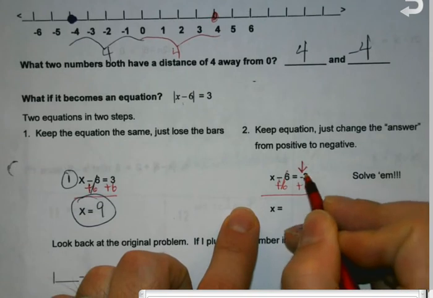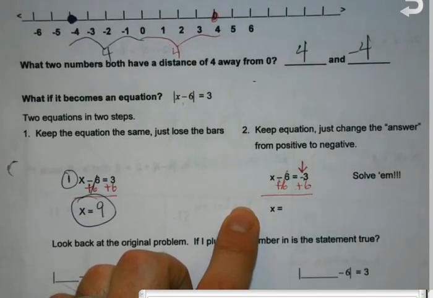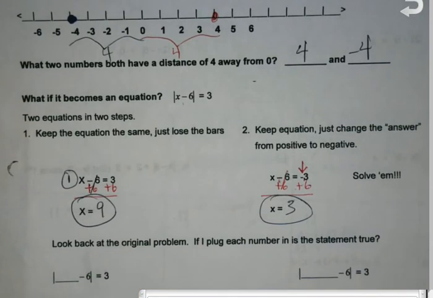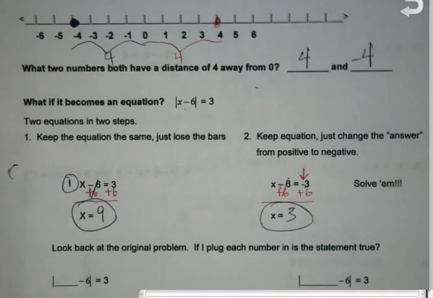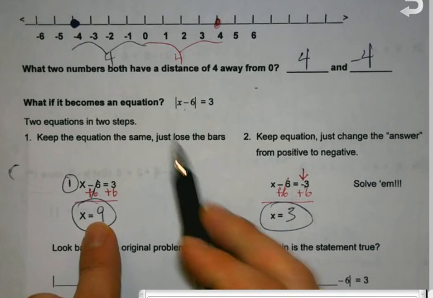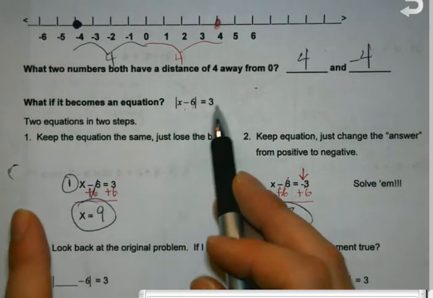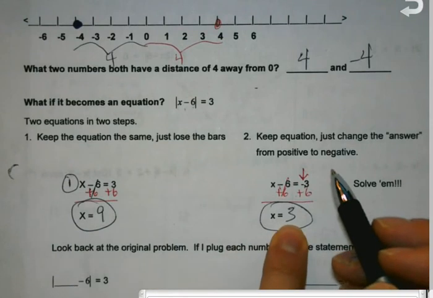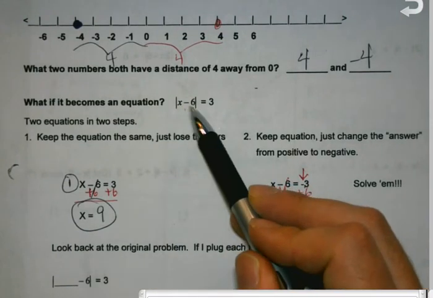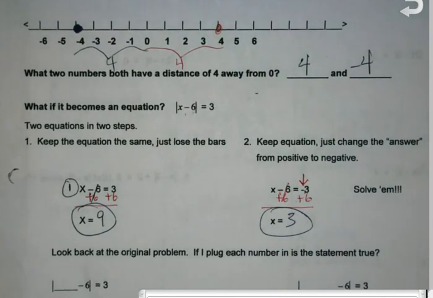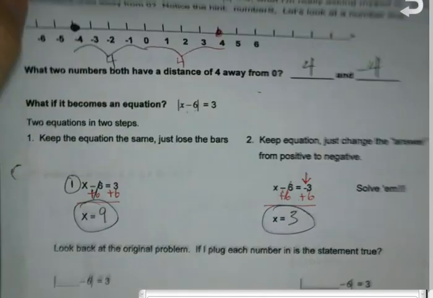What's negative 3 plus 6? 3. You're like, wait a minute, how's that work? Let's think about this for a second. If I plug 9 in here, 9 minus 6 is 3. Well, 3 equals 3. That makes sense. What about when I plug in 3? 3 minus 6 is negative 3, but when it's in the bars, it always comes out positive. Since it was negative 3 in the bars, it comes out positive 3. It works.